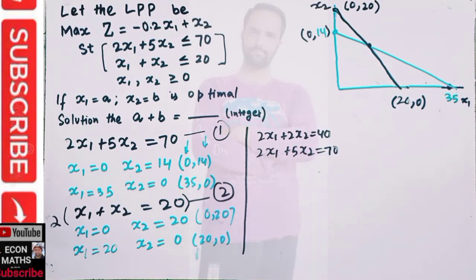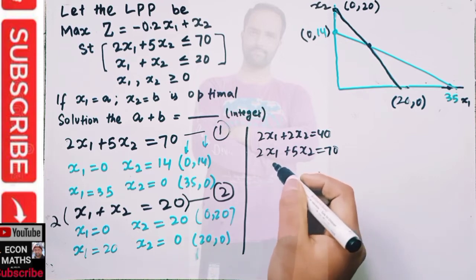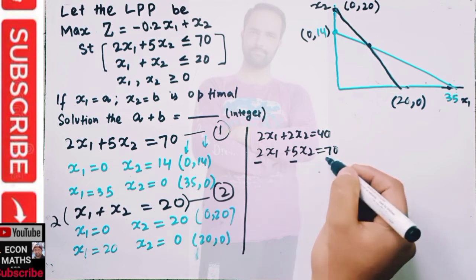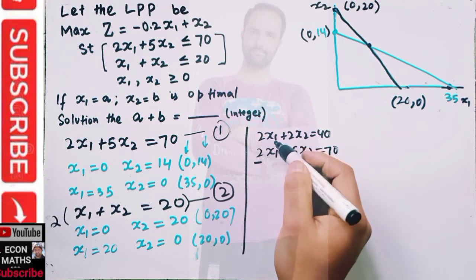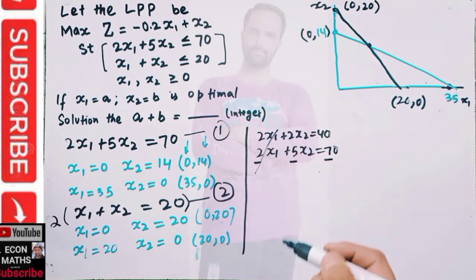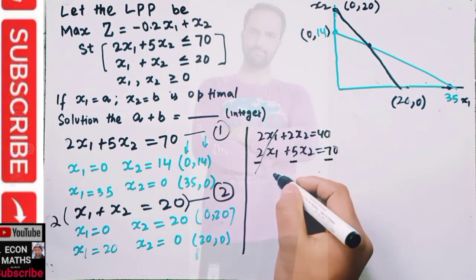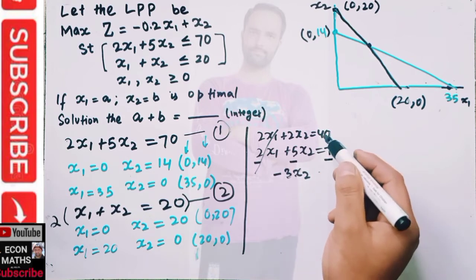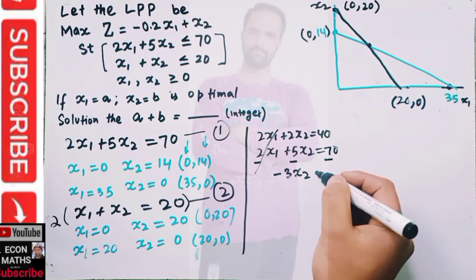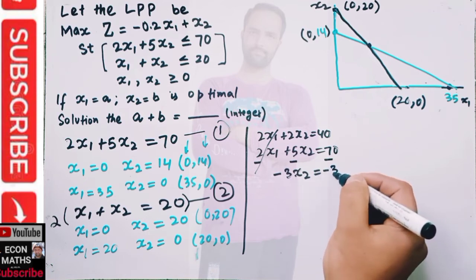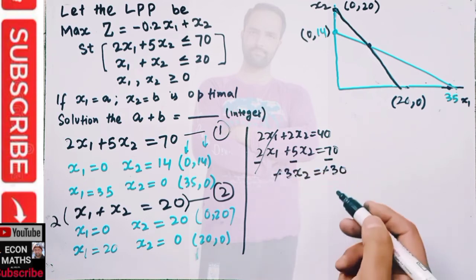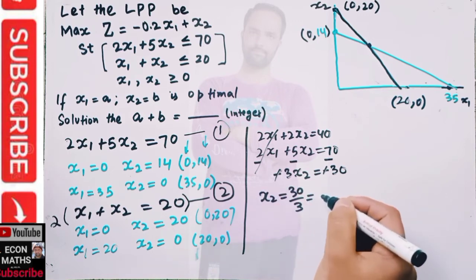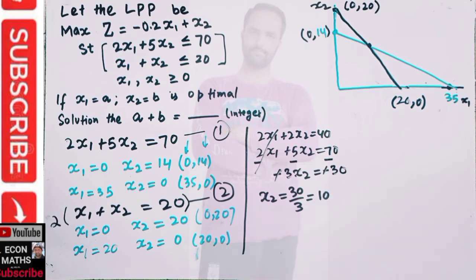Now subtract them. So 2x1 minus 2x1 gets cancelled. So 2x2 minus 5x2 comes out to be minus 3x2. 40 minus 70 comes out to be minus 30. So the negative sign gets cancelled. x2 is equal to 30 upon 3, which means we have 10 as the value of x2.